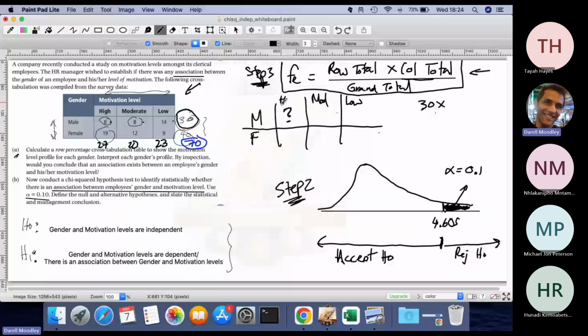So we're on the first column, H. And the column total for H is 27. So it's 30 times 27. And then the grand total never changes. That's the number in blue. That's 70. And if you work this out, you'll get a value of 11.57. So that's what we're going to enter here, 11.57.